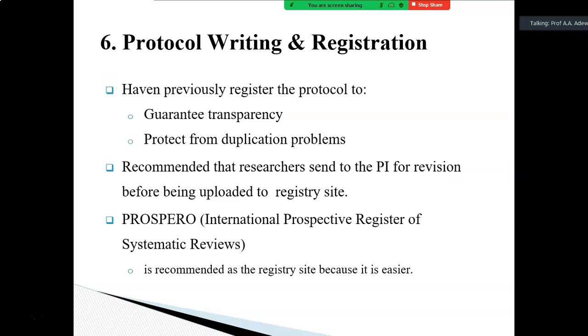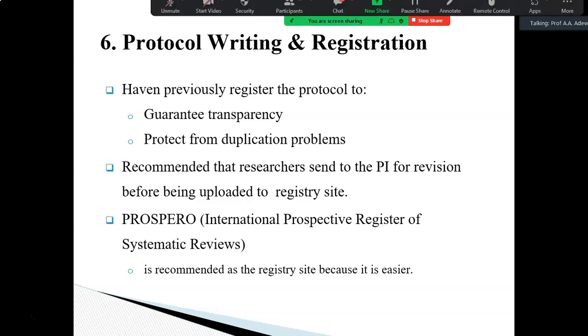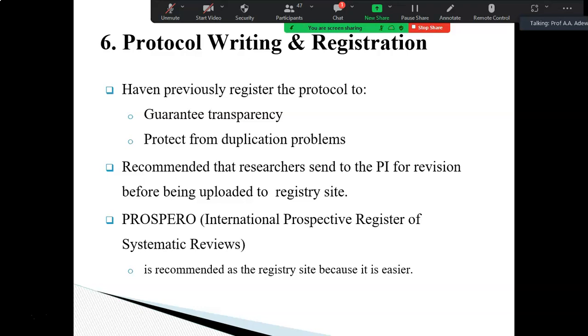The next stage is protocol writing and registration. We should remember that we have previously registered this protocol when we were actually at even the conceptual stage where we had our research question. So having previously registered the protocol to guarantee transparency and protect from duplication problems, we recommend that researchers send the protocol to the principal investigator for revision before being uploaded to the registry site.